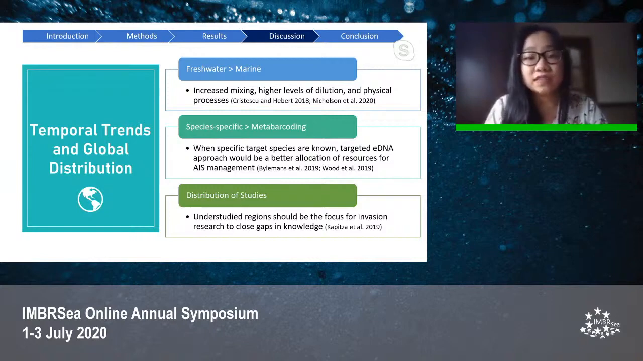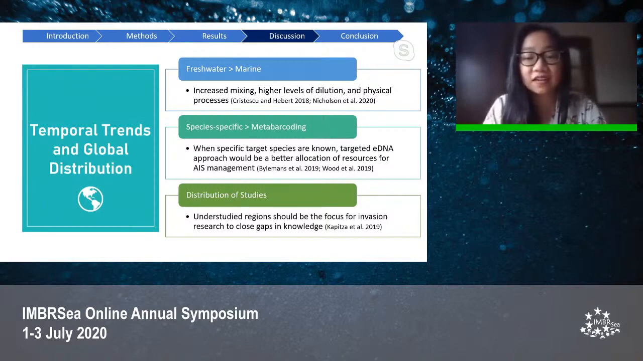And despite the potential of using eDNA in marine systems, there are many considerations that need to be taken for successful large-scale implementation and reliable ecological inferences. And across the 10-year period, studies have mainly focused on the targeted detection of single species as opposed to a multi-species community metabarcoding approach. One explanation could be that there have been recent comparison studies on the sensitivity of approaches, with the overall consensus being that when specific target species are known, a targeted eDNA approach would ensure higher precision and be a better allocation of resources for AIS management goals.